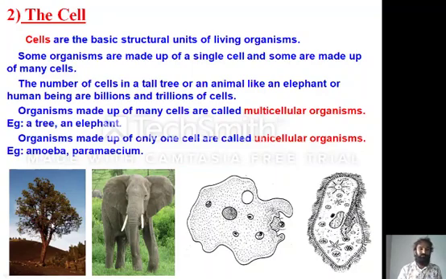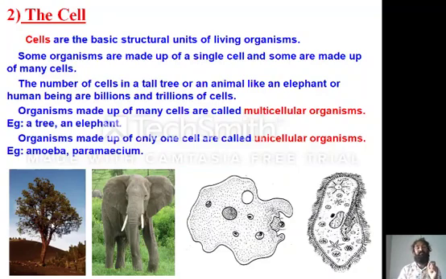So the stem structure is different, leaf structure is different, and flower structure is different, texture and size and everything is different from one part to another part. The plant and elephant are made up of many cells. If an organism is made up of many cells, it is called a multicellular organism. In a multicellular organism, the number of cells is in billions and trillions. But in a unicellular organism, only one cell is present.